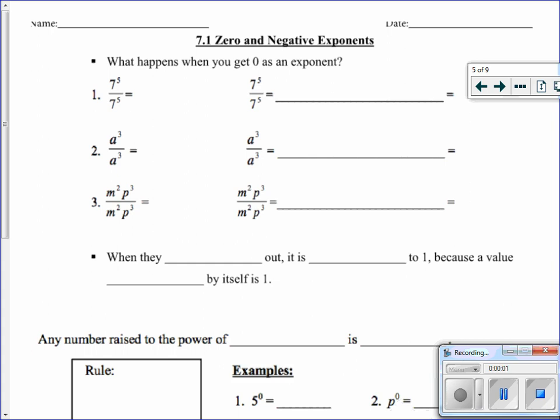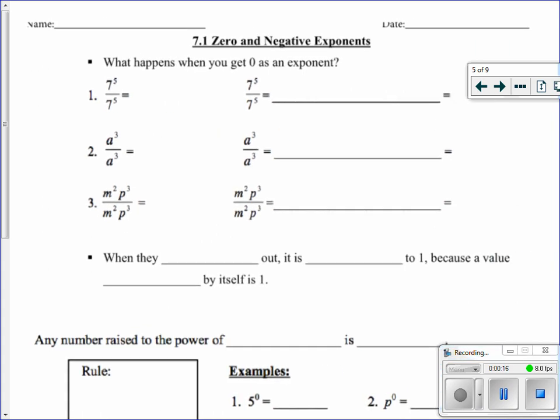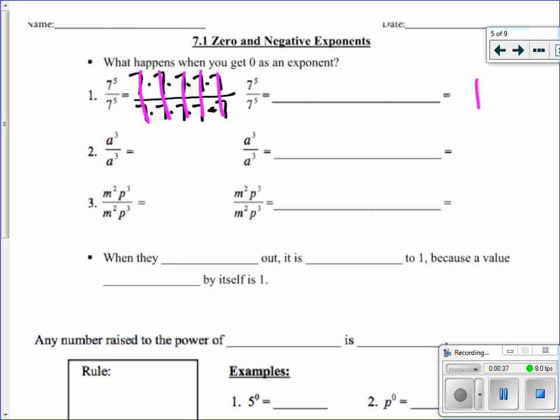Or two different things that we're looking at. We're looking at the exponent of 0, and then what happens if you have negative exponents. So those two different parts. We've already talked about an exponent of 0. So on this first one, if we were expanding it, what would happen if we have it expanded? It all cancels, and so it all equals 1, right?